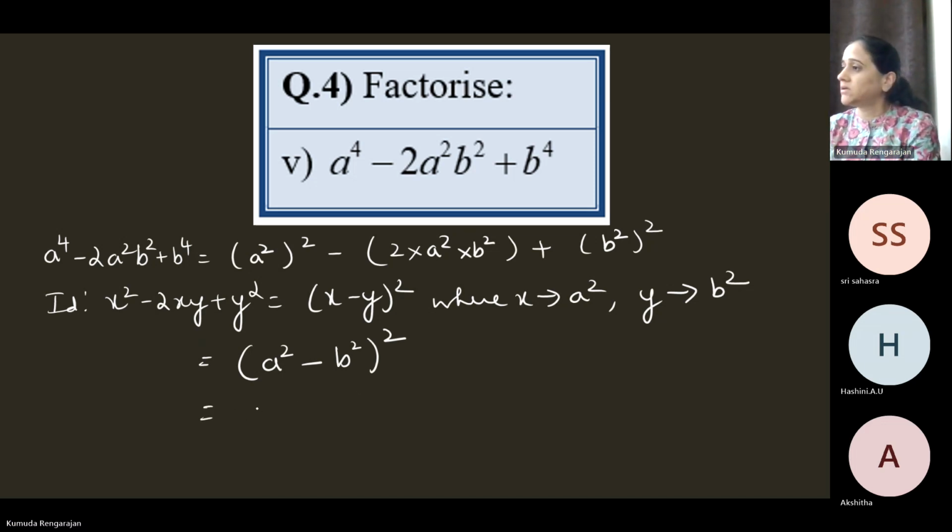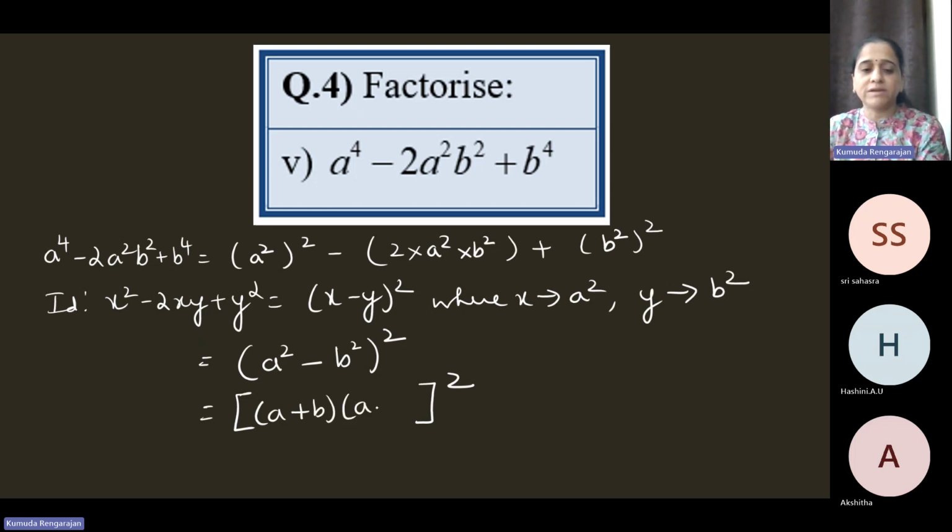Next, what is a squared minus b squared? Write the square as it is. What is a squared minus b squared? A plus b into a minus b.